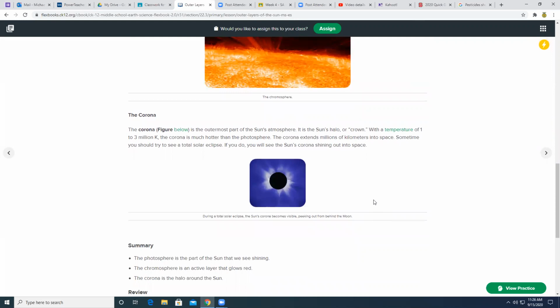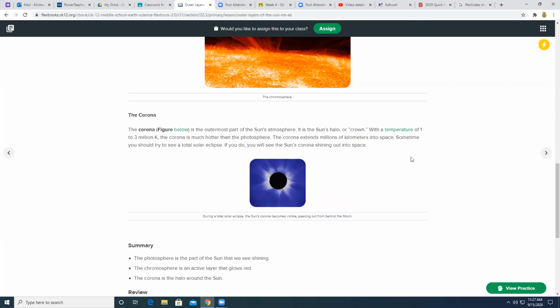And the corona layer is the outermost layer. The sun's halo. The word corona is Latin for crown, in case you're all curious about that. But the corona layer is actually the outermost layer. So during an eclipse, this is what we actually see. When the moon is in between the Earth and the sun, as it shows in this image right here, the corona layer is what we actually see.